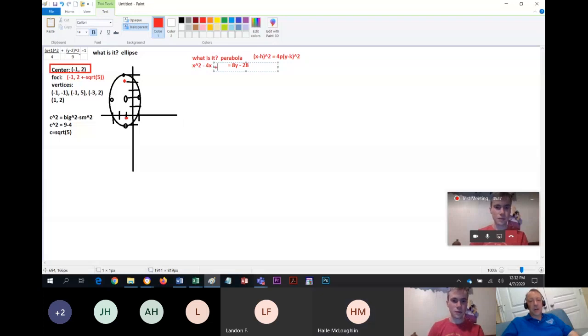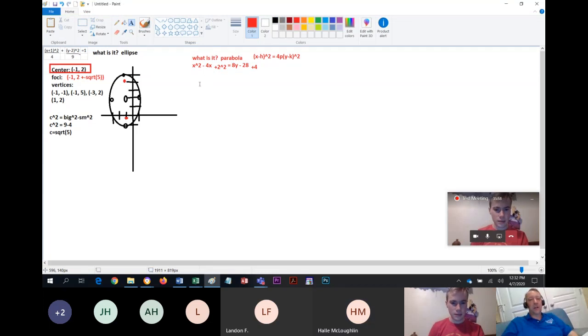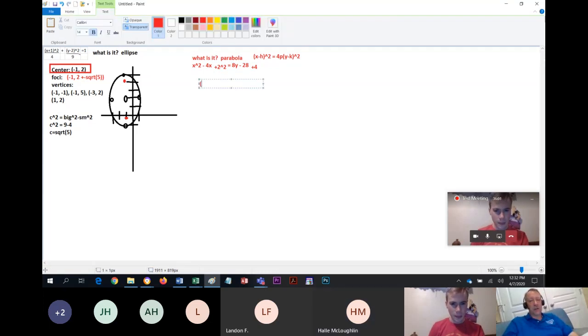So we're going to add 2 squared, which is 4, right? So if I add 2 squared here, and you've got a -4 there, I need to add 4 here as well. Right, if you add it to one side, you need to add it to the other. Okay. So essentially we can factor this now through completing the square. This becomes x minus 2 quantity squared equals 8y, and then -28 plus 4 is -24.